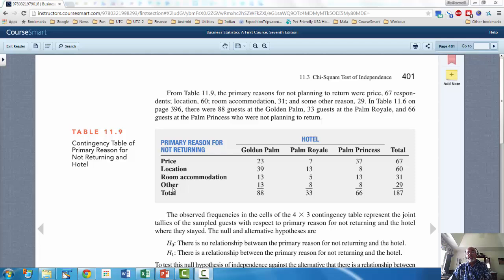Now we want to test whether the reason given for not returning is independent of the hotel. So it doesn't matter which hotel, the reasons are all over the place. Or is there a relationship? If there is a relationship, then maybe there is something more for us to study to see which hotel is doing badly in which area. So we want to see whether they are independent or not. So let's head on over to Excel.